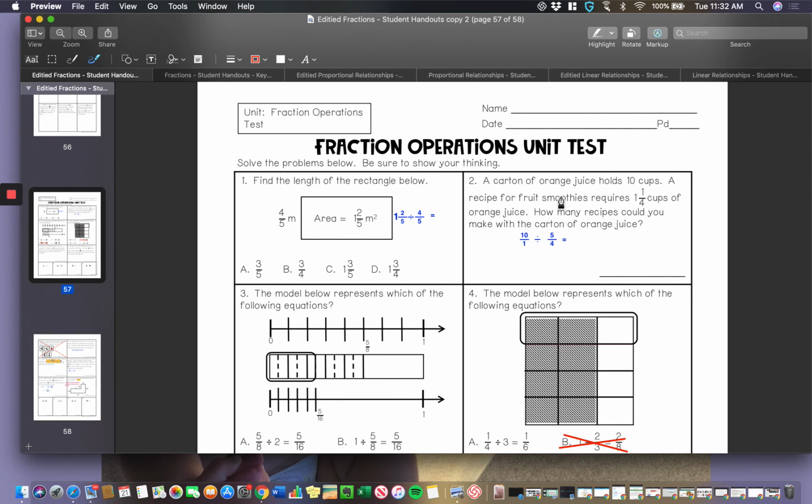For number 2, a carton of orange juice holds 10 cups, and a recipe for fruit smoothies requires 1 1/4 cups of orange juice. How many recipes can you make with the carton of orange juice? Well, I took 1 1/4 and converted it to 5/4 as an improper fraction. So you take the 10 cups and you portion it out with 1 1/4 cups each time. How many recipes can you make with that?